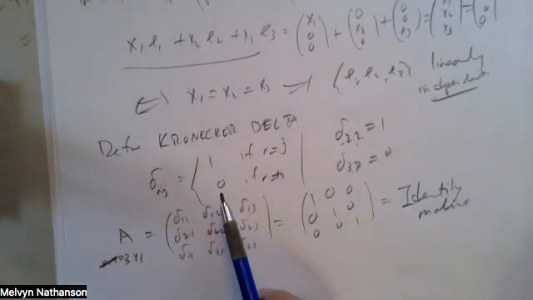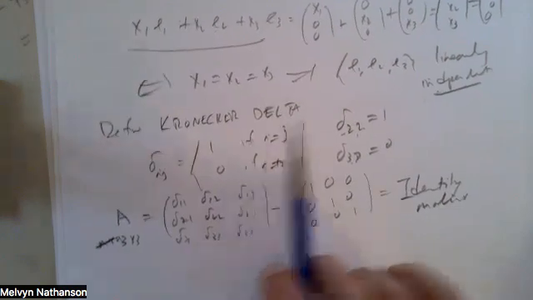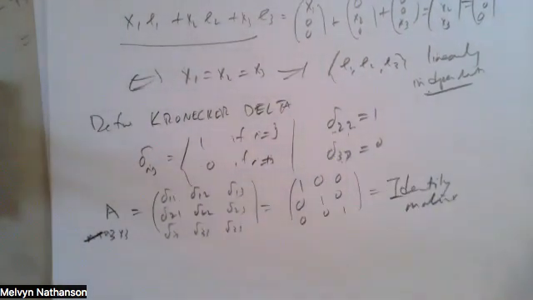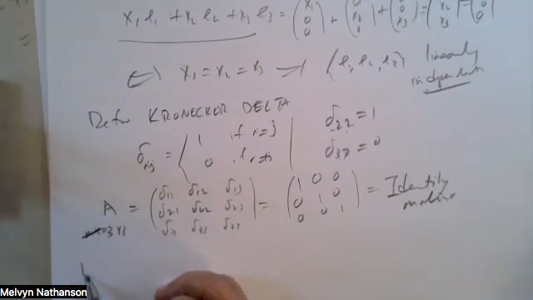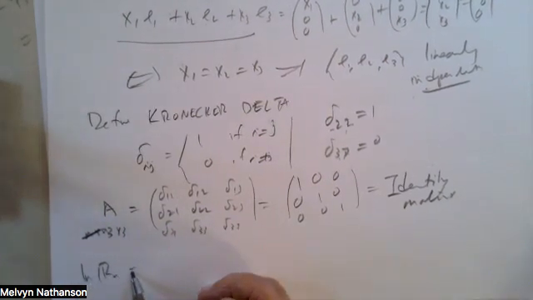So you could think of the Kronecker delta, delta ij, being the coordinates of the Kronecker matrix, but it's a very, very useful function in mathematics.